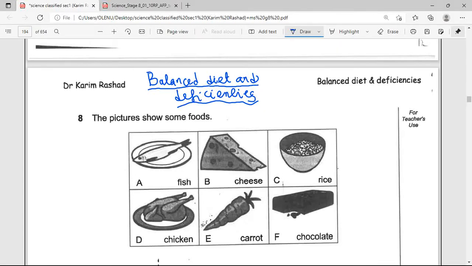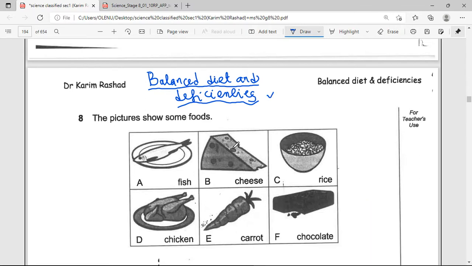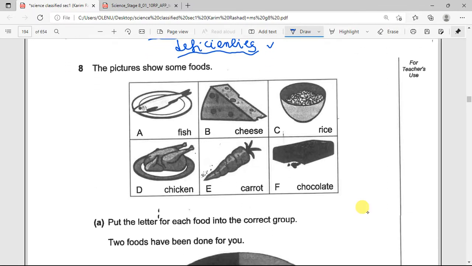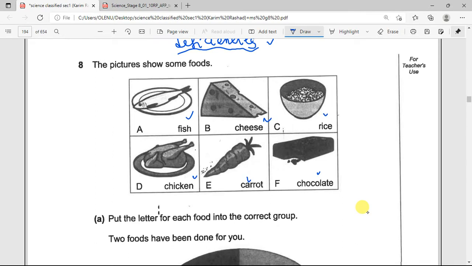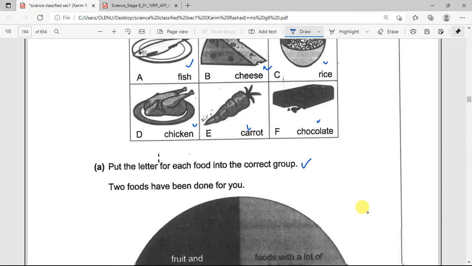In this video, we're going to be looking at the KS3 checkpoint biology paper on the topic of diet and deficiency. The first question: the picture shows some food. We have fish, cheese, rice, chocolate, carrot, and chicken. They said put the letter for each food into the correct group. Two have been done for you.